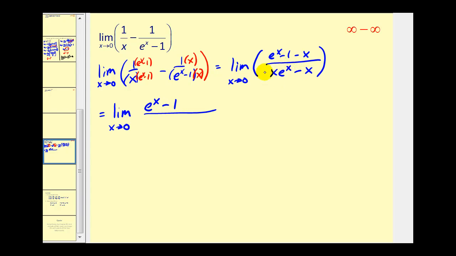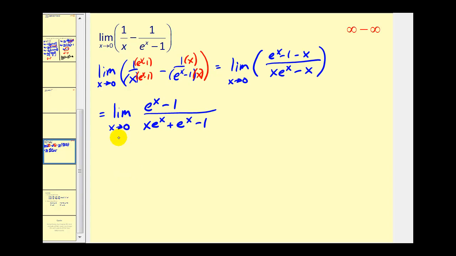Now here we're going to have to apply the product rule. It's x times e to the x. So we'll have the first times derivative of the second, that would be x e to the x, plus the second, e to the x, times the derivative of x, which is 1. So we have plus e to the x. Then the derivative of x would be 1.